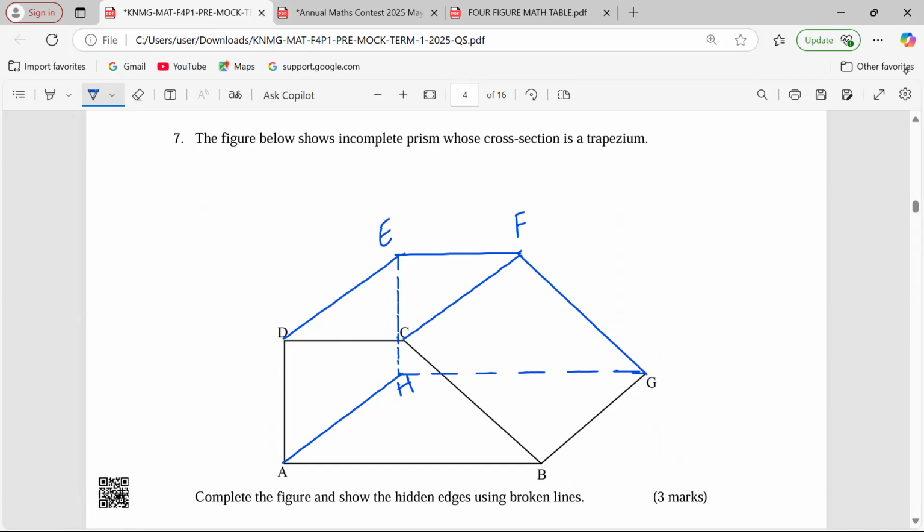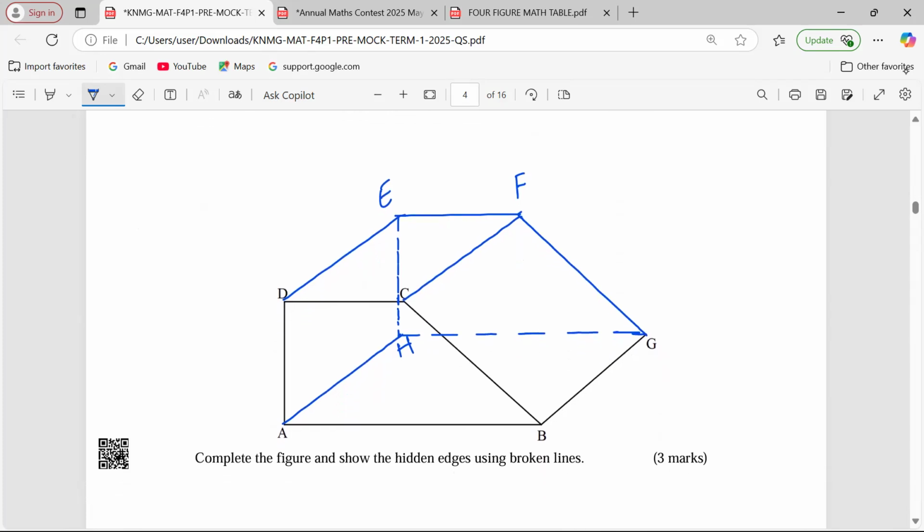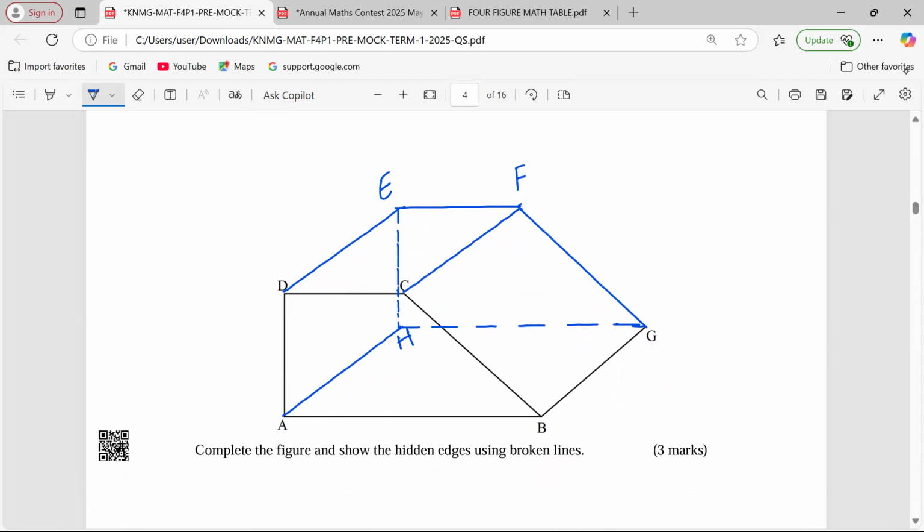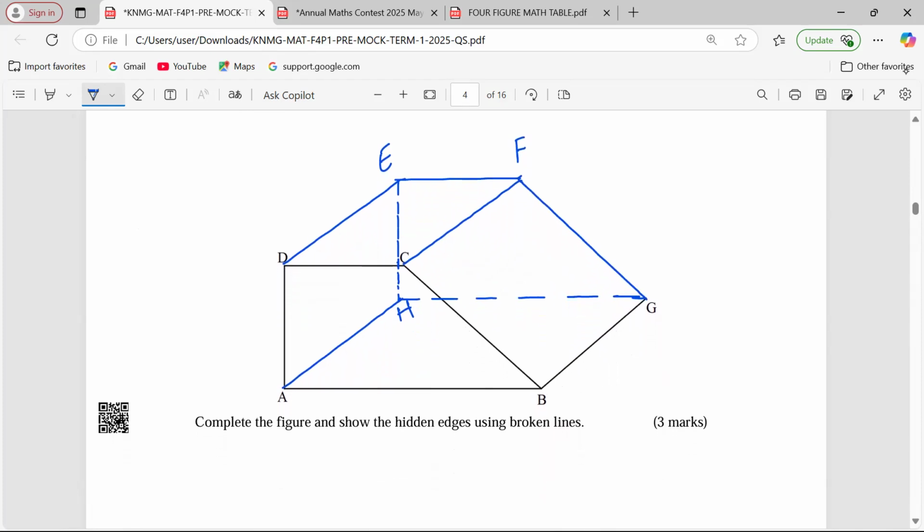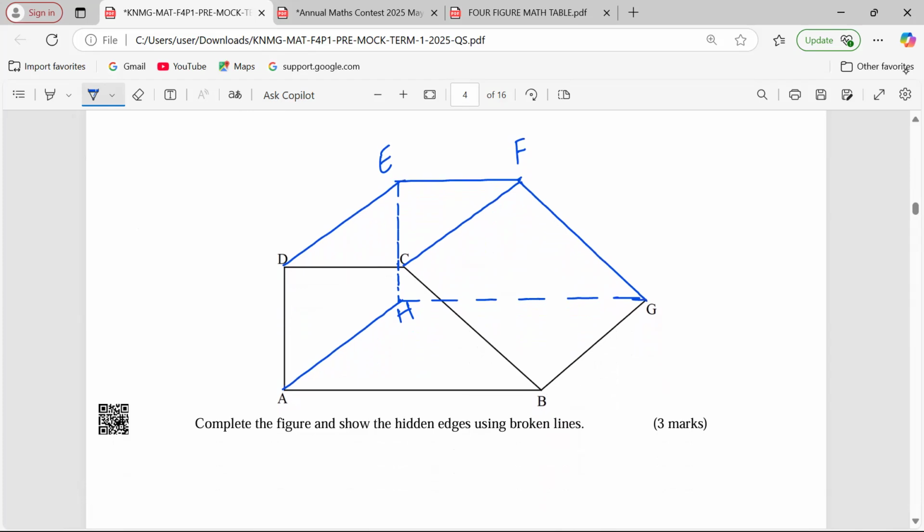So you see, once we declare that ABCD is the uniform cross-section, we should be able to see another trapezium, which is HGFE, on the other side. So throughout the length, the cross-sectional area is maintained. So complete the figure and show hidden edges using broken lines. So we should have broken lines at that point.